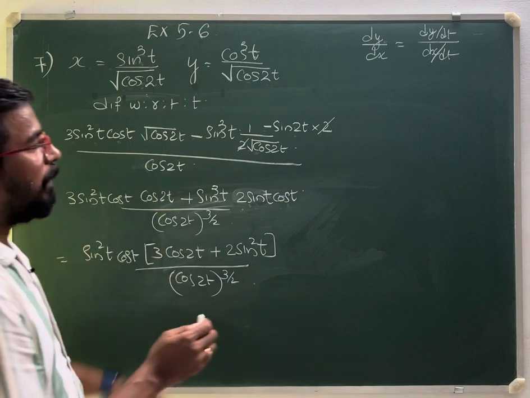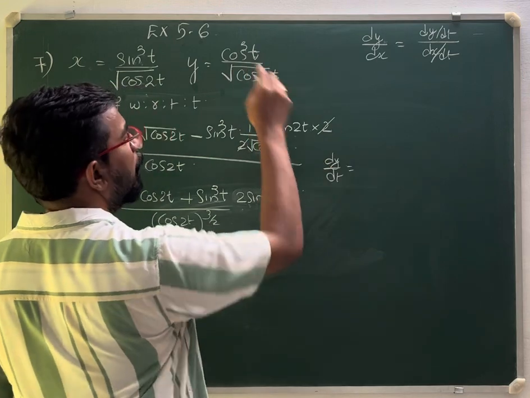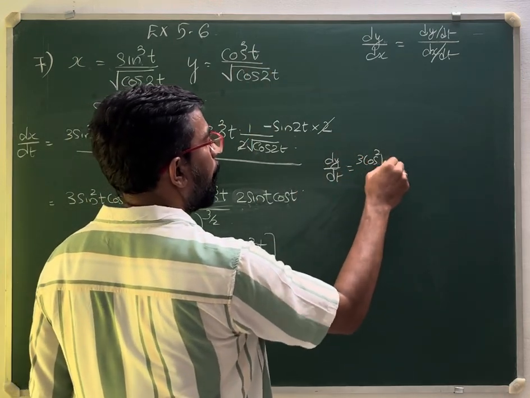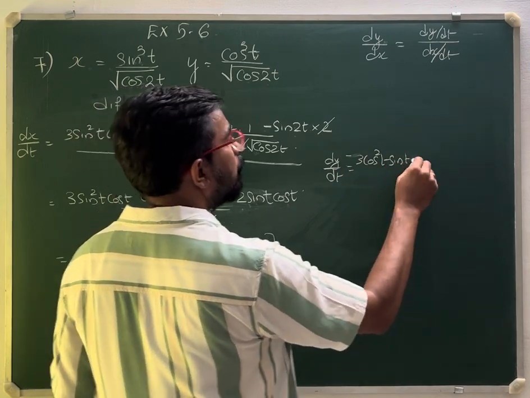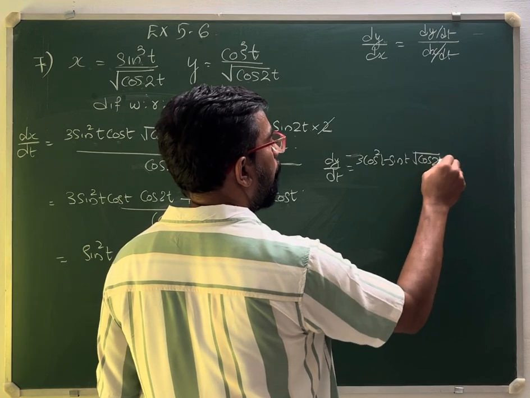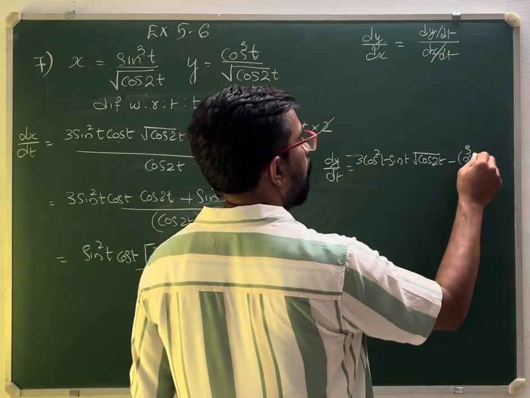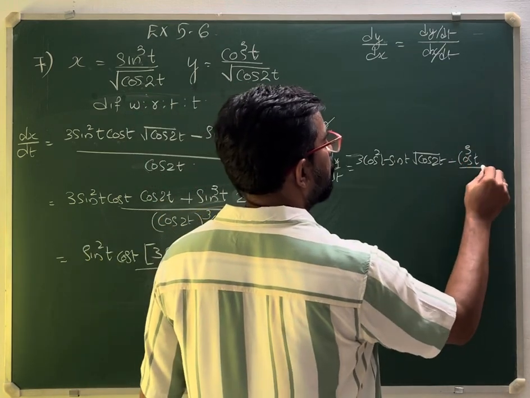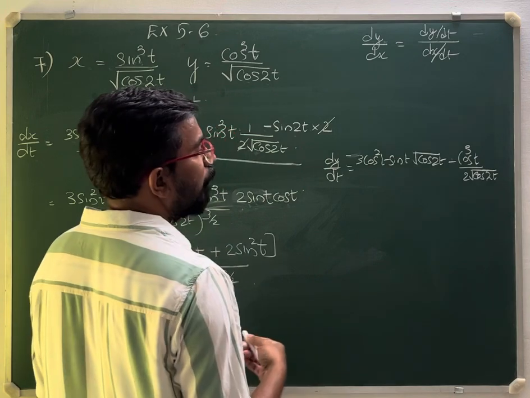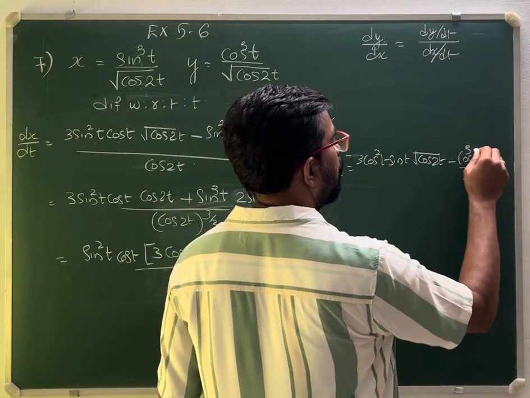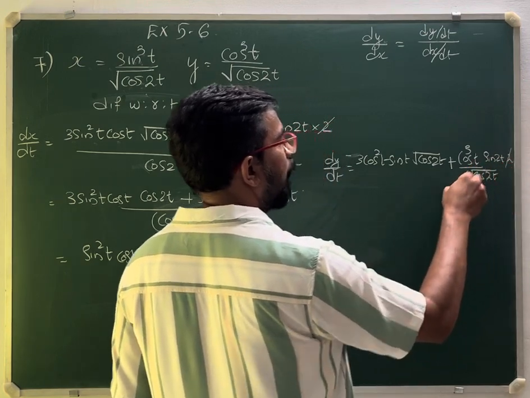Now we will find dy by dt. dy by dt means numerator, this will become 3 cos square t times minus sin t, into root cos 2t, then minus cos cube t into 1 by 2 root cos 2t, and the derivative of cos 2t is minus sin 2t into 2. So this will become plus sin 2t into 2. This 2 and this 2 cancel.